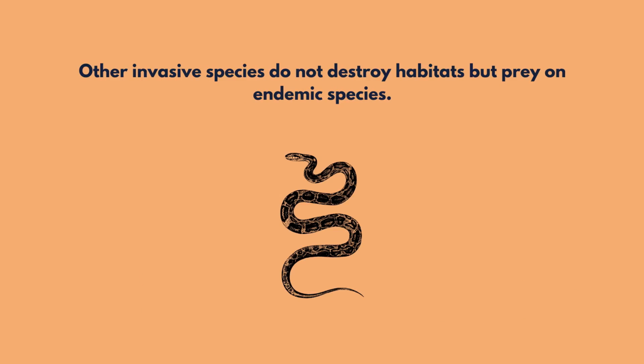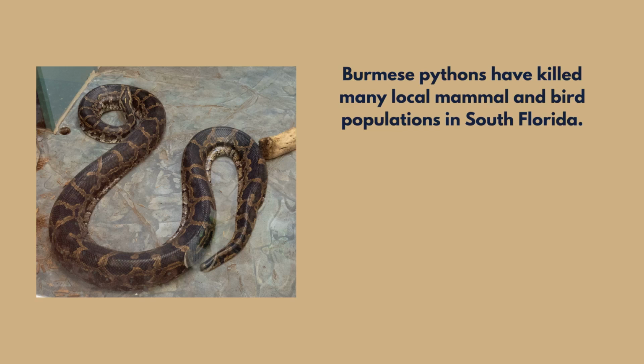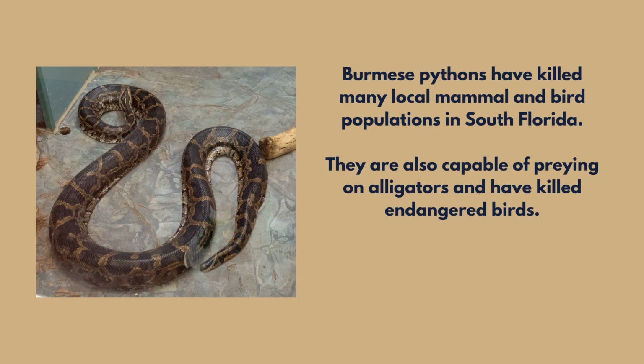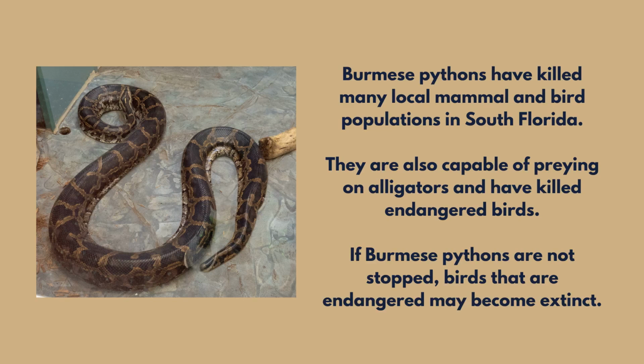Other invasive species do not destroy habitats, but prey on endemic species. An example would be Burmese pythons, which have killed many local mammal and bird populations. Burmese pythons kill any animals they encounter. They are also capable of preying on alligators and have killed endangered birds. If Burmese pythons are not stopped, birds that are endangered may become extinct.